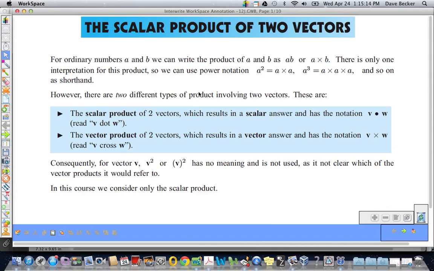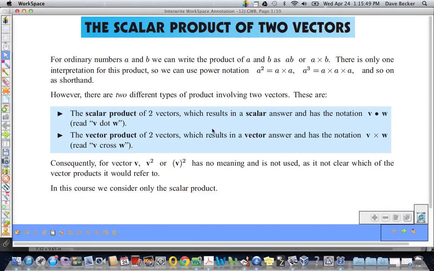When we multiply numbers ordinarily, we can say, like A and B, we have AB or A times B. We have A squared equals A times A, A cubed equals A times A times A. But there are two different types of products when we multiply two vectors. There's the scalar product and the vector product. The vector product we don't address in this course, but the scalar product is what we are going to use. We're going to be using it quite a bit.